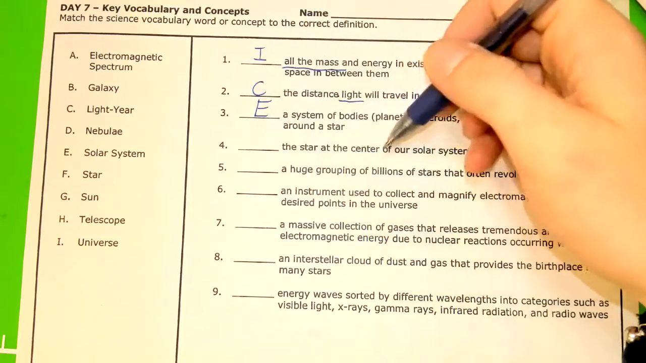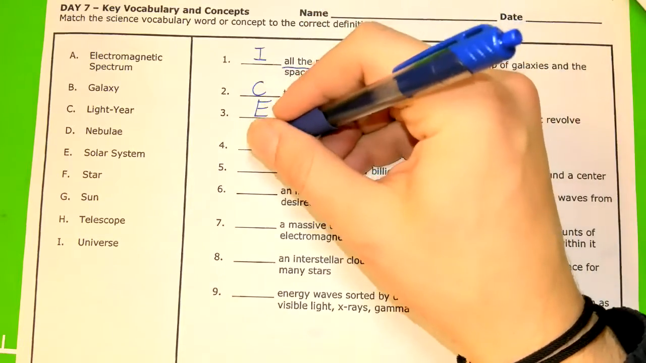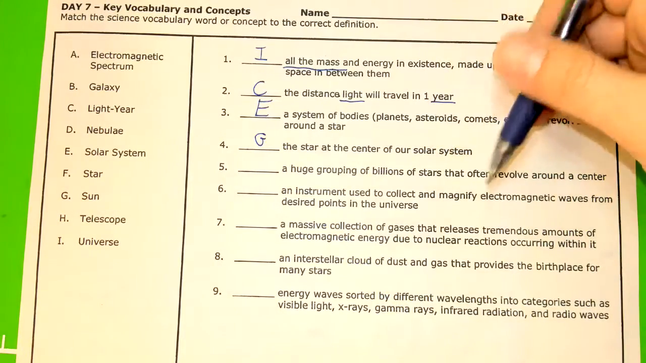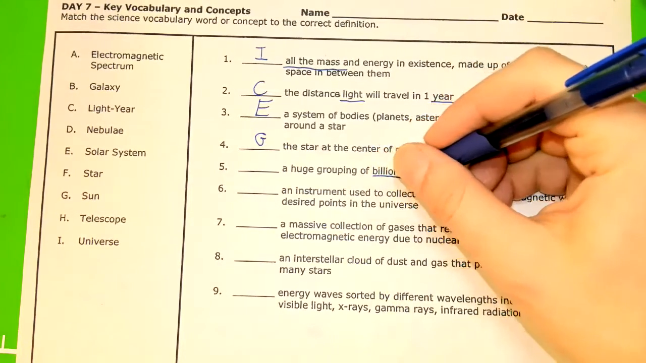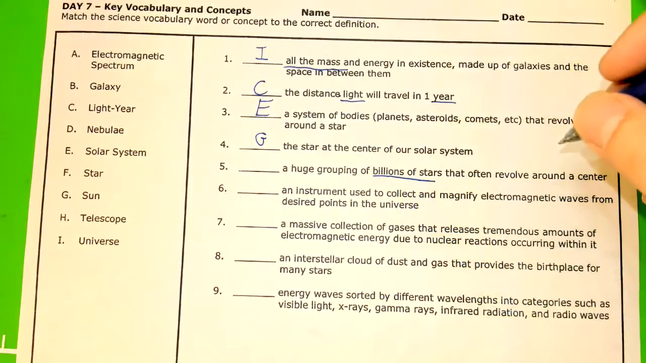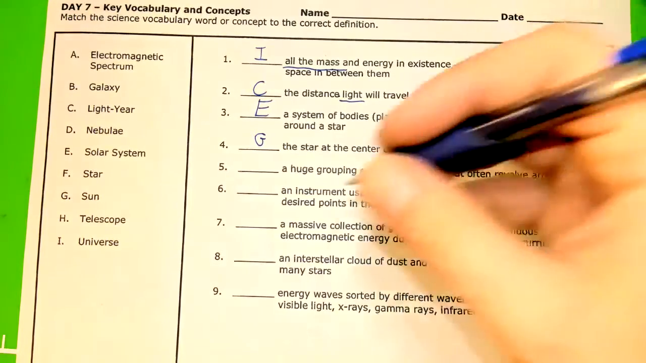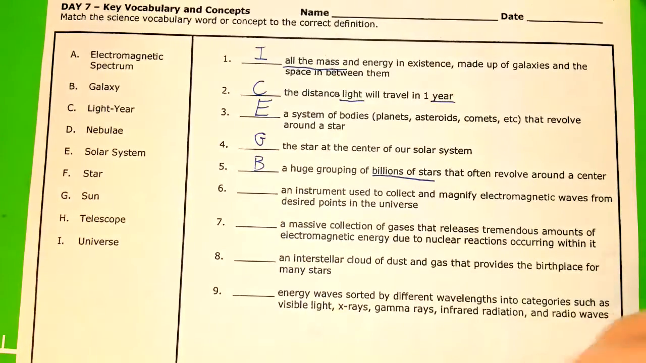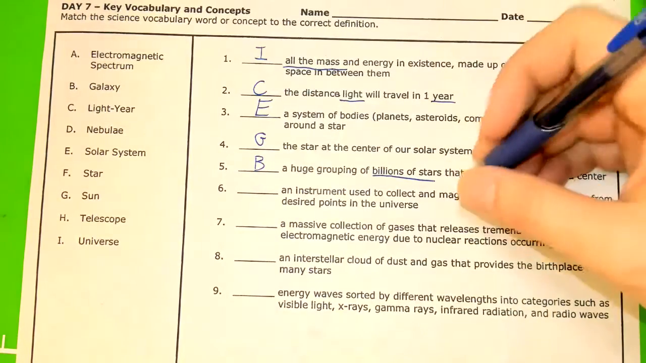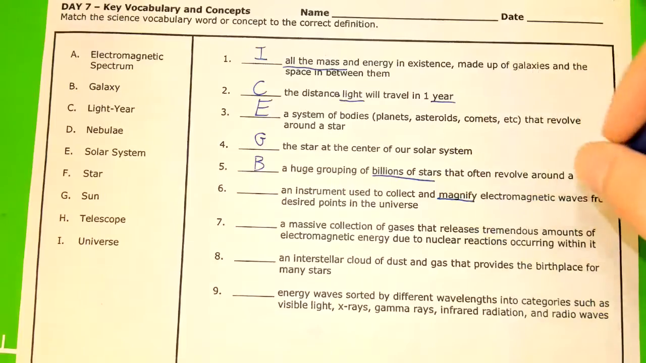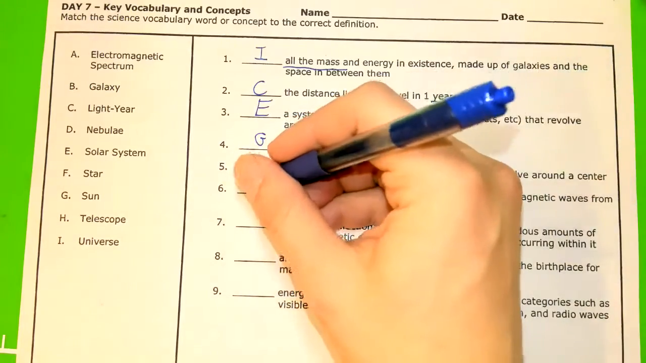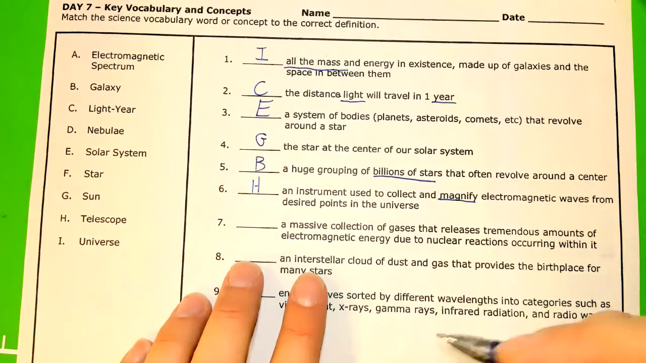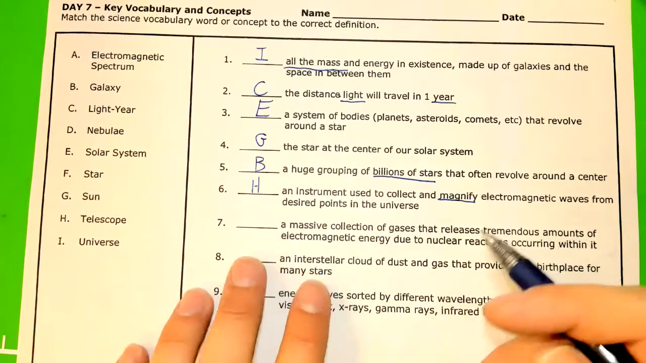The star at the center of our solar system, this is known as our sun. A huge grouping of billions of stars that revolve around a center. If it's billions of stars, they usually revolve around a center, unless it's irregular. This would be your galaxy, like the Milky Way galaxy. An instrument we use to collect and magnify electromagnetic waves. This is a telescope. We're taking in light from across the universe, and we're making it so we can see it with our eye.